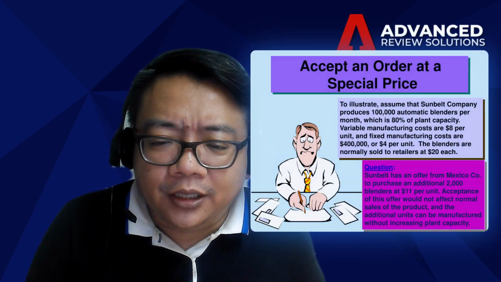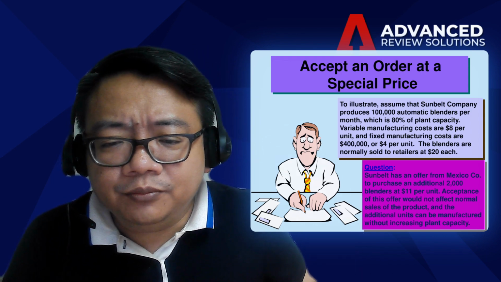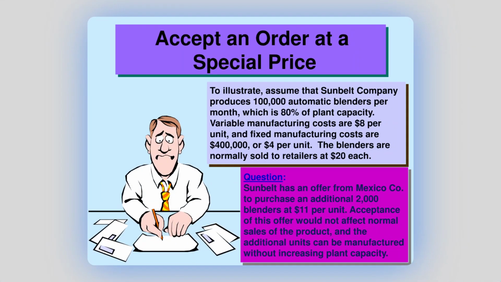Sige, I'll give you a sample. To illustrate, assume that Sunbelt Company produces 100,000 automatic blenders per month, which is at 80% plant capacity. Variable manufacturing costs are 8 pesos and the fixed manufacturing costs are 4 pesos for 100,000 in total. Blenders are normally sold to retailers at 20 pesos. So, ibig sabihin, 20 minus 8 minus 4, you have 8 pesos as your net income. Bakit? 20 pesos as your sales minus variable cost of 8 and 4 pesos fixed. Diba? 12 yun. So, 20 minus 8 minus 4, 8 pesos lang your net income.